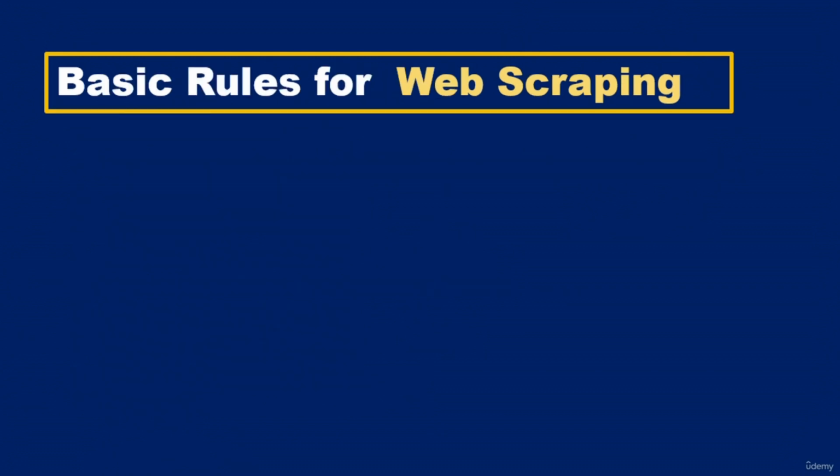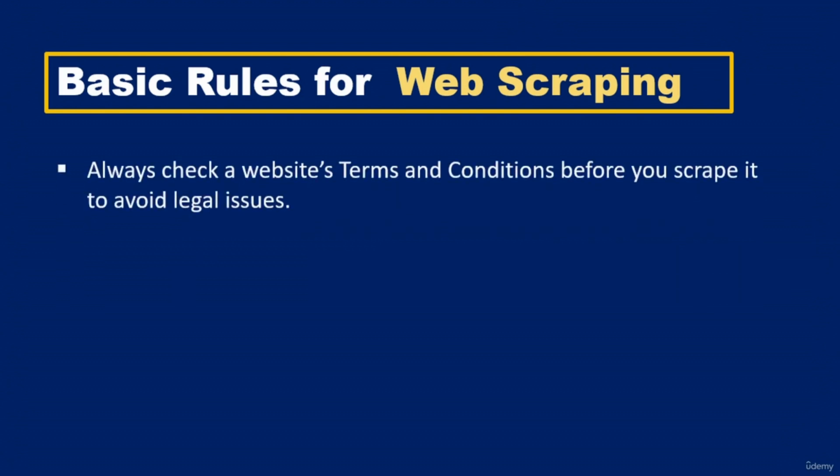Let's take a look at some basic rules for web scraping. Web scraping is a very gray area, so you really have to be careful before you scrape any website. The actual process of scraping is not illegal, but you need to be careful where you are scraping the data from. So the first thing to do is to always check a website's terms and conditions to make sure you don't violate any of its conditions in order to avoid legal issues. This is very, very important.